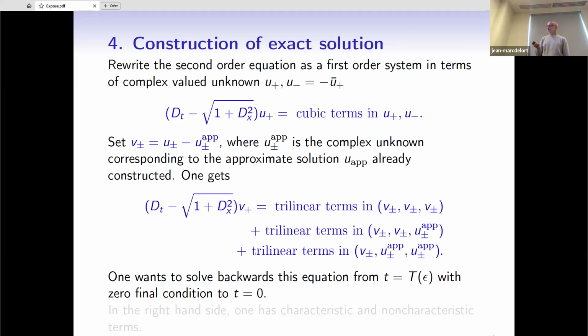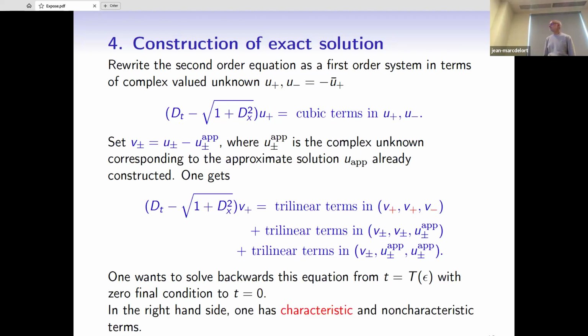So let me say that in the right-hand side of this equation, you have again, on one hand, characteristic terms. That is terms, which are pretty known, like v plus and v minus. These are terms morally of the form modulus of v plus squared v plus. And then you have also non-characteristic terms, which are terms like, for instance, v plus, v minus, minus. These non-characteristic terms are terms that you get rid of by normal forms, as I said already.